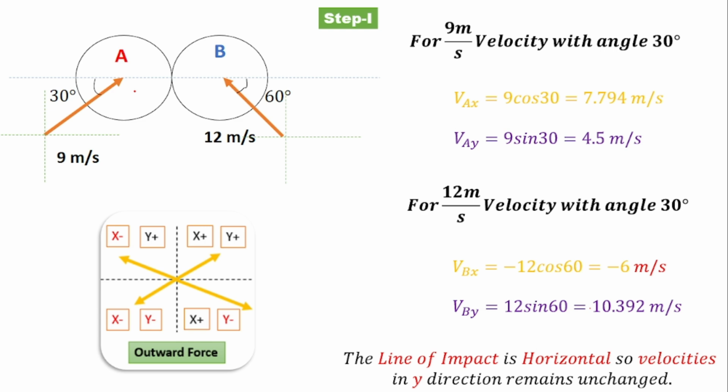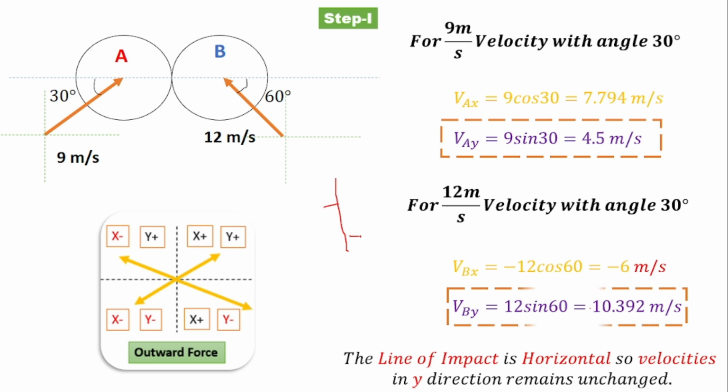Okay, remember this line. If the impact is horizontal, then the velocities in the y direction remain unchanged, and if the impact is vertical, the line of impact is vertical, then velocities in the x direction remain unchanged. So just mark the y direction velocities, freeze them. We're not going to change these y direction velocities, we'll only deal with VAX and VBX.